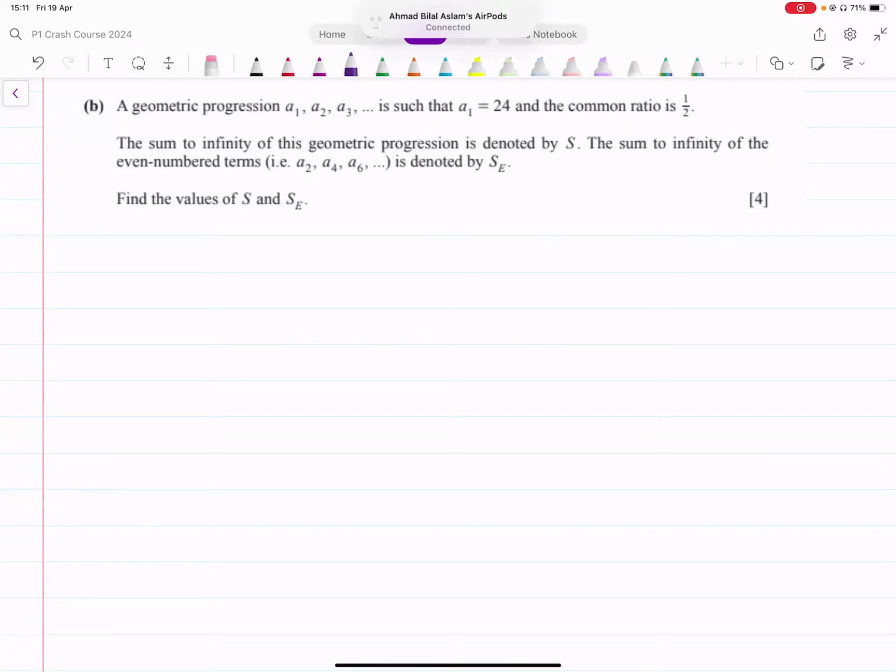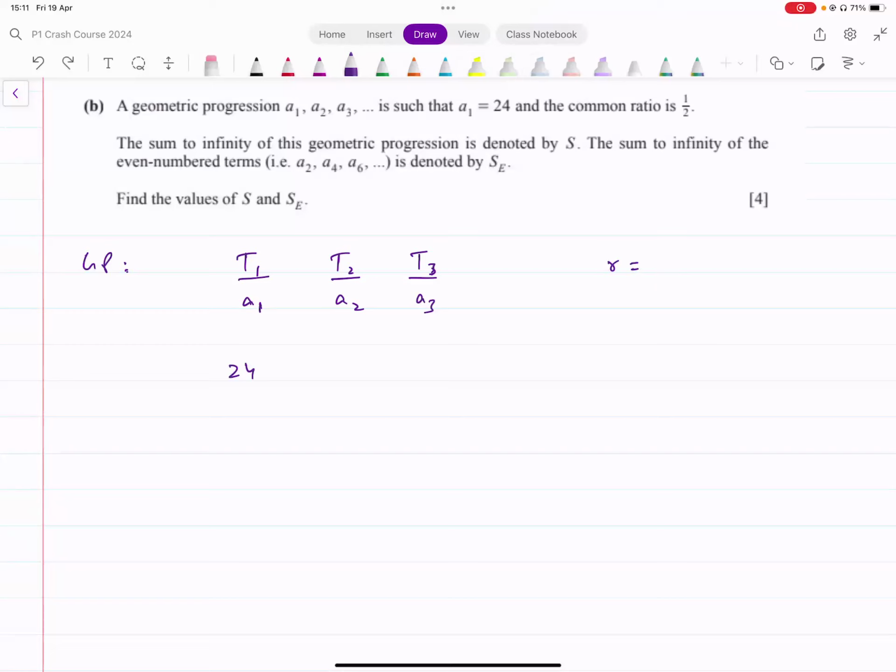Okay, so now we have a GP. The terms are like this: T1, T2, T3. These are the terms that we are given. T1 is A1, then you have A2, then you have A3. We know the value of the first term, that's 24, and they've given that the ratio is 1/2.